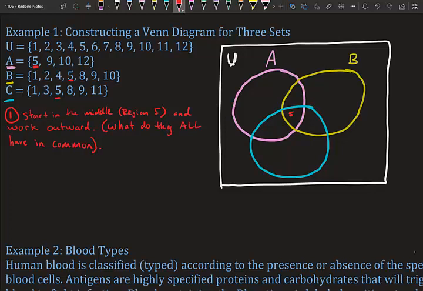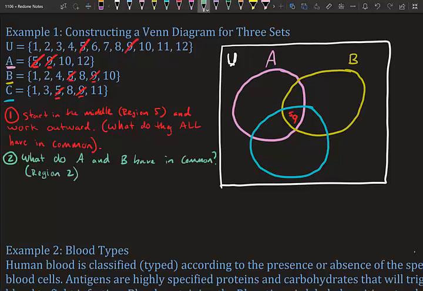And then they have a 9 in common. So 5 and 9 is what they have in common. Since we used those numbers already, let's go ahead and cancel them out everywhere, including the universal set, because you're telling the universal set, hey, I already wrote you down, I already used you, so I'm going to cancel you out.